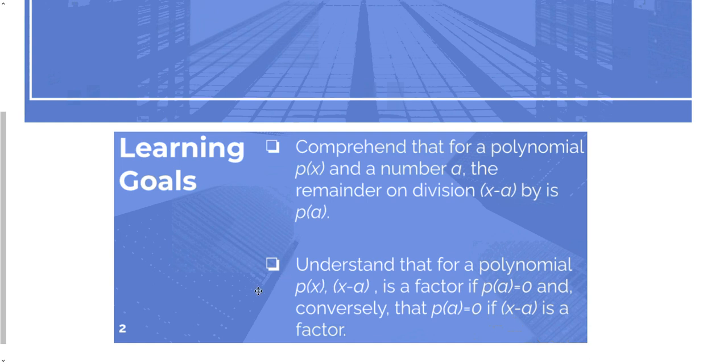If x minus a is a factor of the polynomial, then you get a remainder of 0. That's what the second part says. And that part we already know, right?